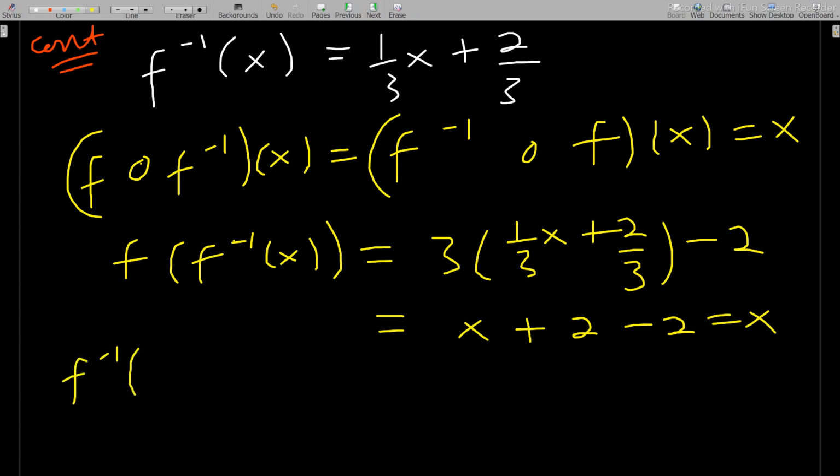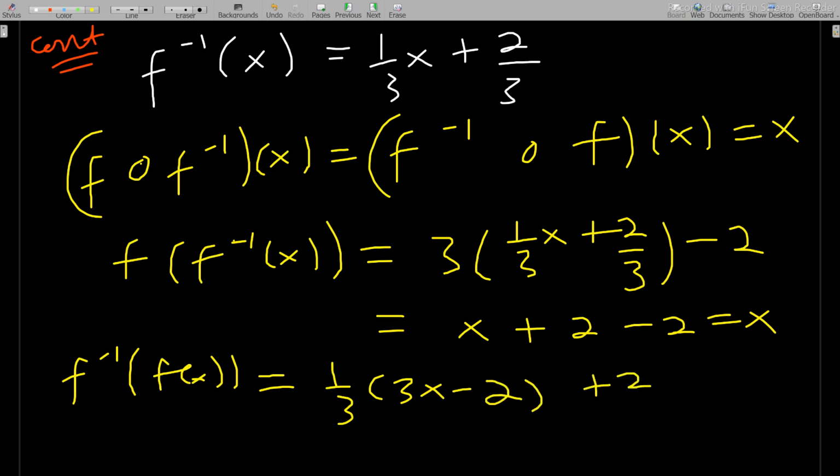F inverse of f of x is the same as 1 over 3, then I put f of x wherever I see x. So minus 2, it's minus 2 rather, then plus 2 over 3. So if you multiply through by 1 over 3, indeed, you get an x. So this is true that the inverse function of f of x, which was given in the question as 3x minus 2, is actually this.